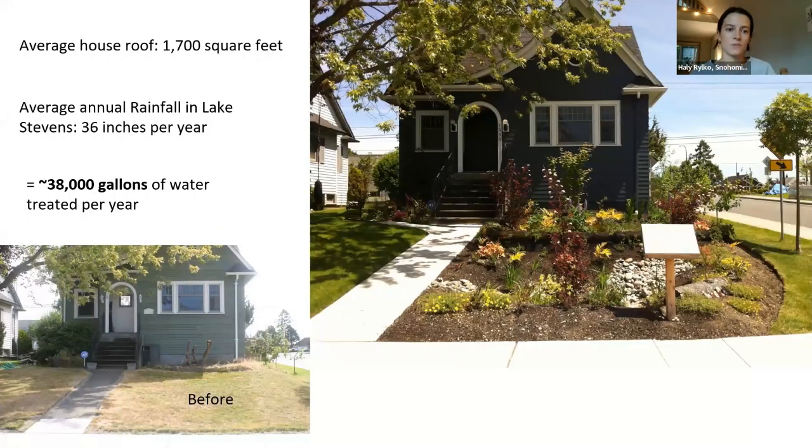For some perspective, the average household roof is about 1,700 square feet, and the average annual rainfall in Lake Stevens is about 36 inches a year. So if I crunch these numbers correctly, a rain garden has the potential to treat around 38,000 gallons of water per year, which is a pretty significant amount, especially in areas that are addressing non-point source pollution, which is a really critical pollutant in the Puget Sound.